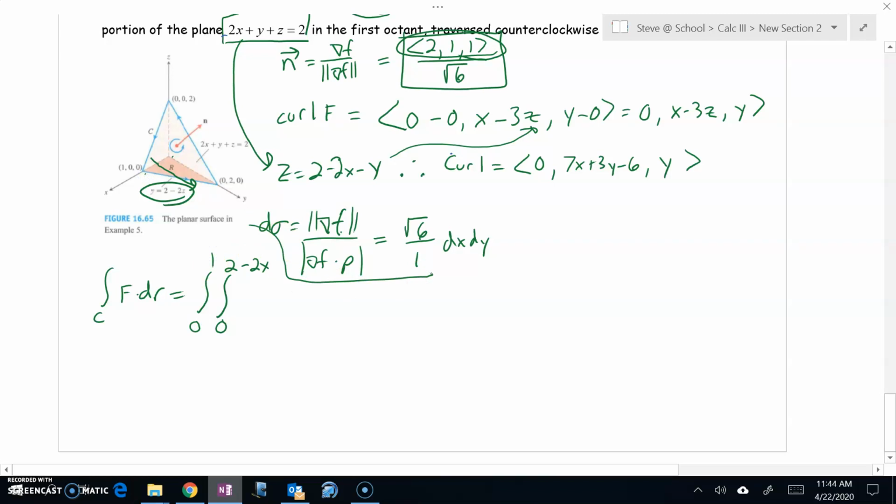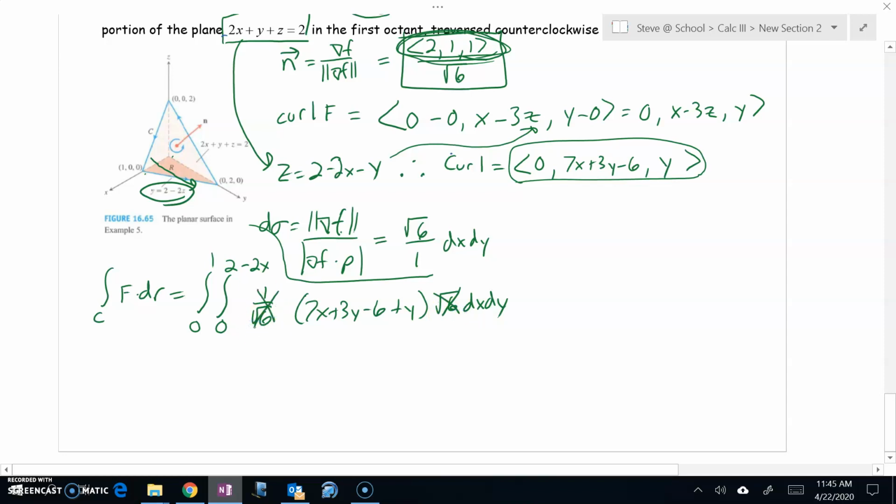Now I do the dot product. I have the 1 over root 6 out here, that's the root 6 on the bottom. I'm dotting n with the curl, which is right here. So this with this, I get 2 times 0 is 0. I get 1 times that is just that, so I get 7x plus 3y minus 6, and then 1 times y, so plus y. So it really should have been a 4y in there. That's fine. We also then have d sigma, which is root 6 dx dy. So these cancel, and this is our integral.